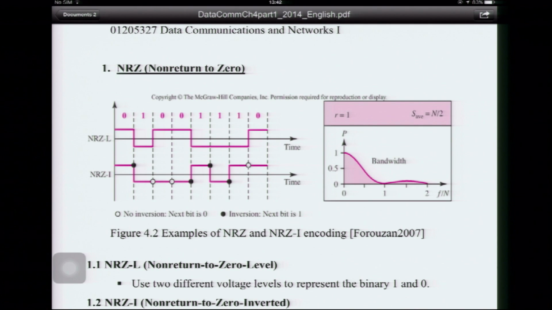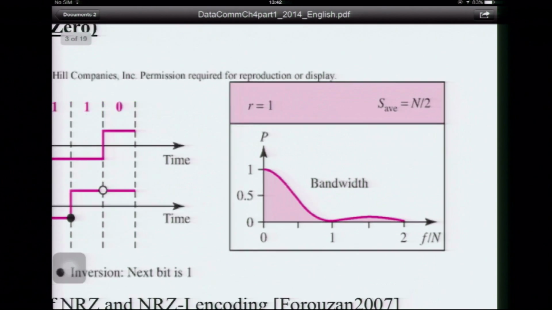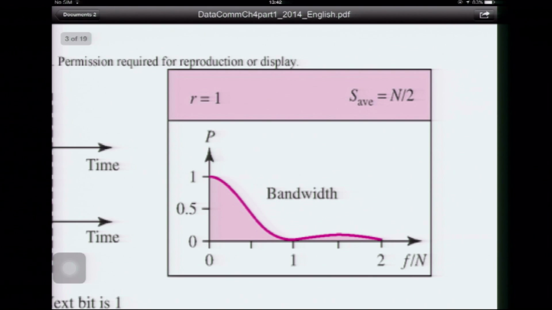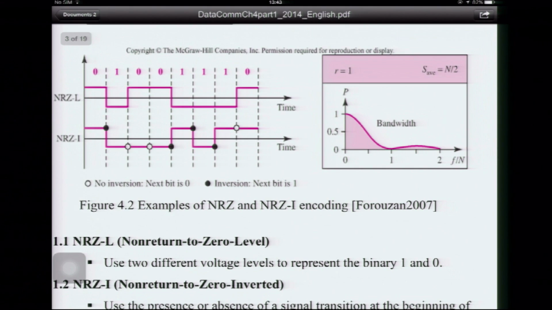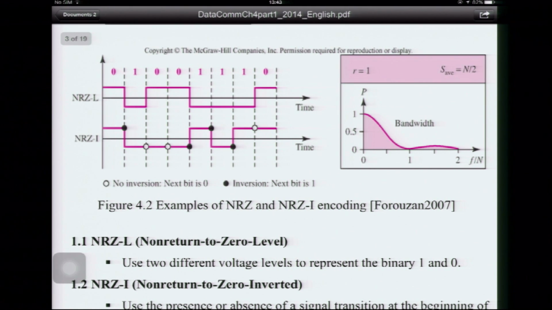The bandwidth of this, you can see that most of the main lobe is from the 1 unit, normalized from 0 to 1, and there's a little lobe from 1 to 2. This is considered also good in terms of bandwidth, but it has a DC component, because at 0 Hz it has value, so it's not good in that sense. So NRZ-L uses two different voltage levels to represent binary 1 and 0, as I had just said before.